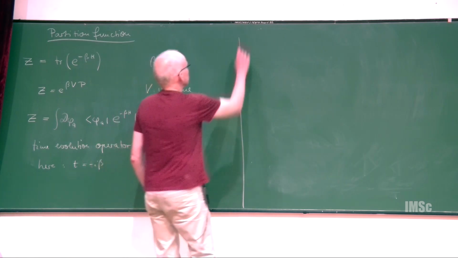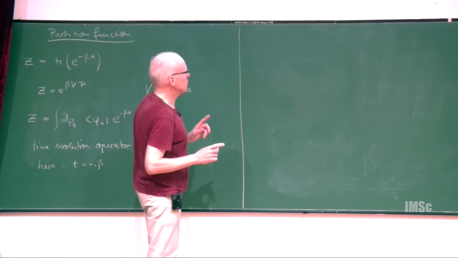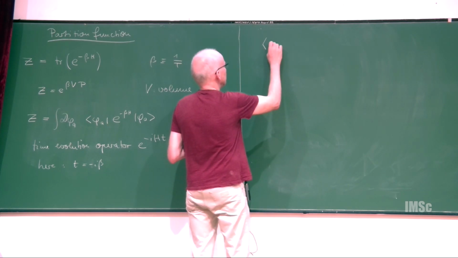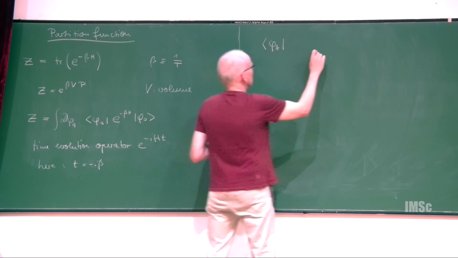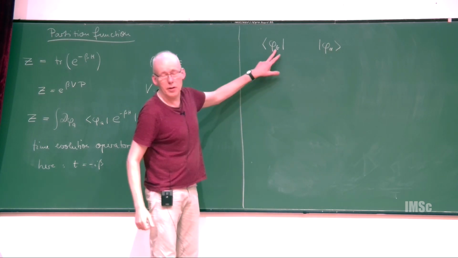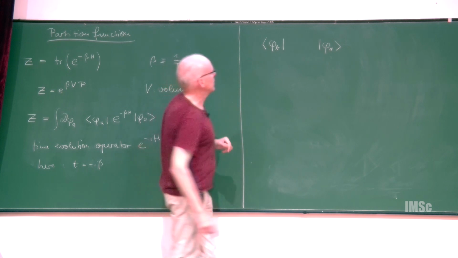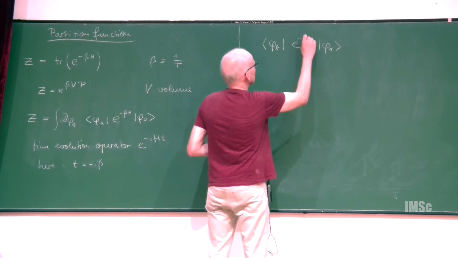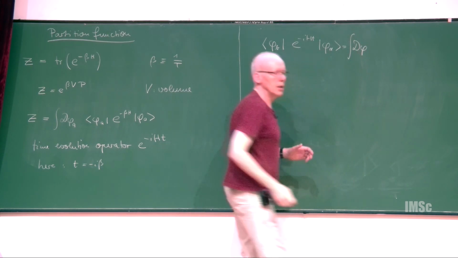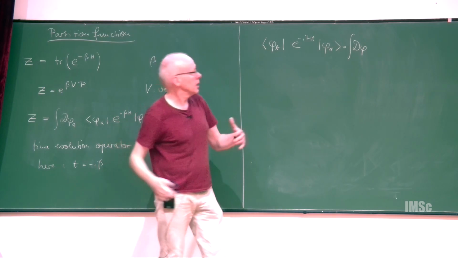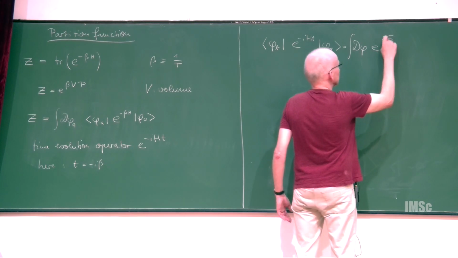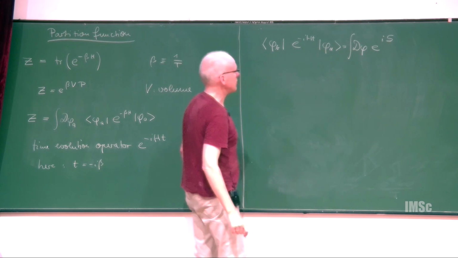Okay, so now let us remember something from our quantum mechanics courses. If you have an amplitude to go from a state phi A to a state phi B in a time t, this amplitude can be written as a path integral over all paths in field space of e to the i times the classical action of our system. So S is the action.